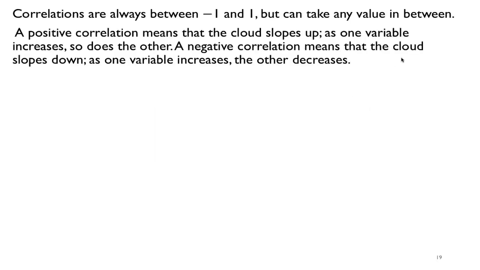Correlation can be between -1 and +1. It can be anything in between, but it cannot be outside of that range. Positive correlation means that the cloud slopes up. That means that as one variable increases, so does the other one. A negative correlation means that the cloud slopes down. So that means as one variable increases, the other decreases.